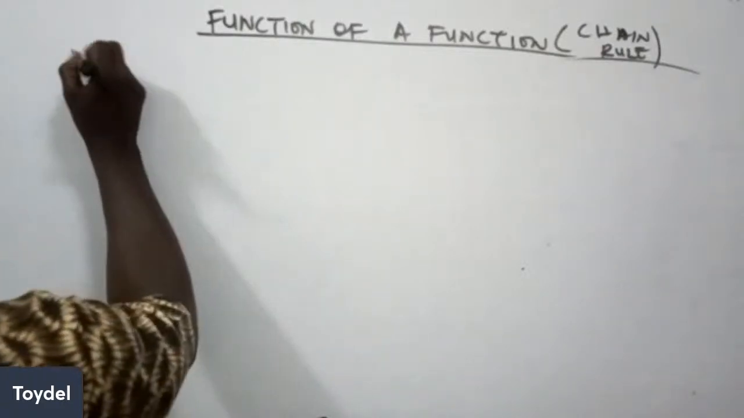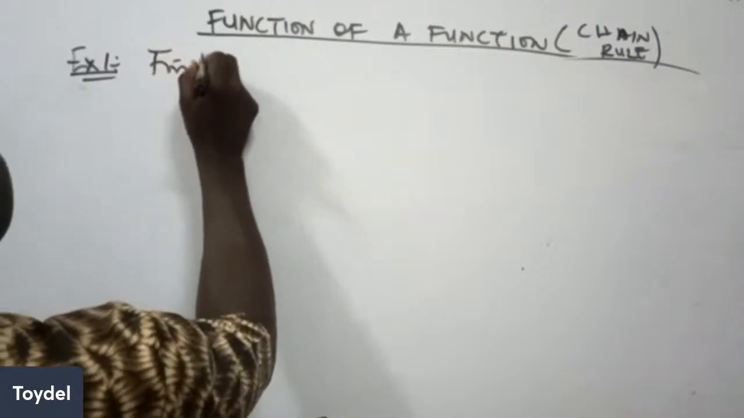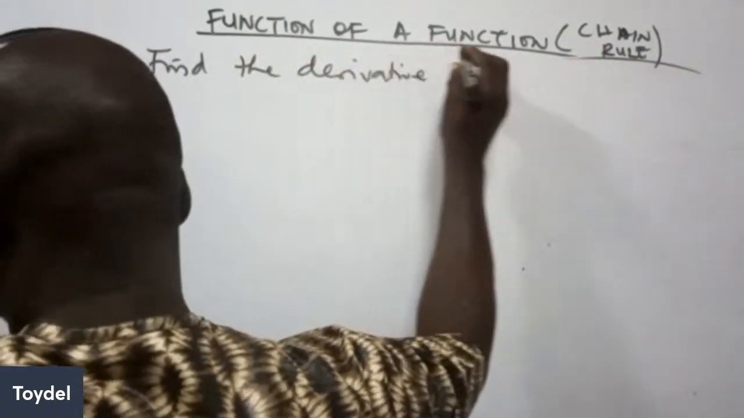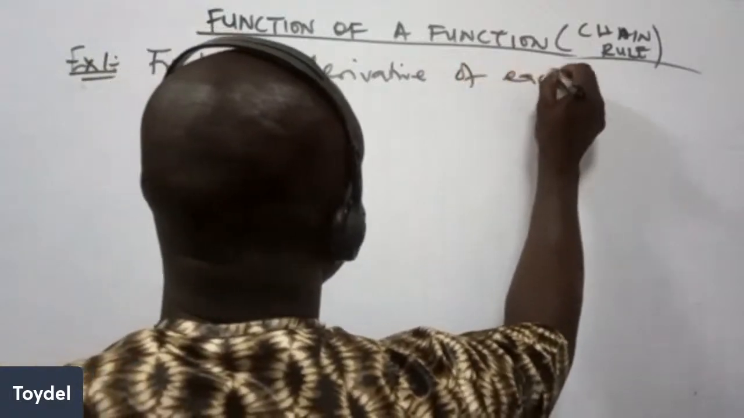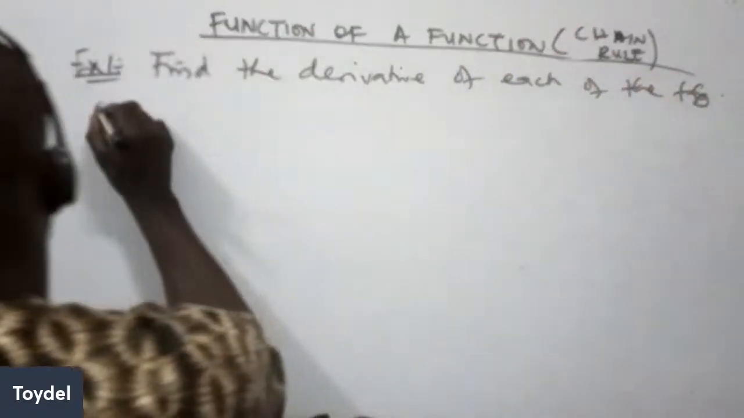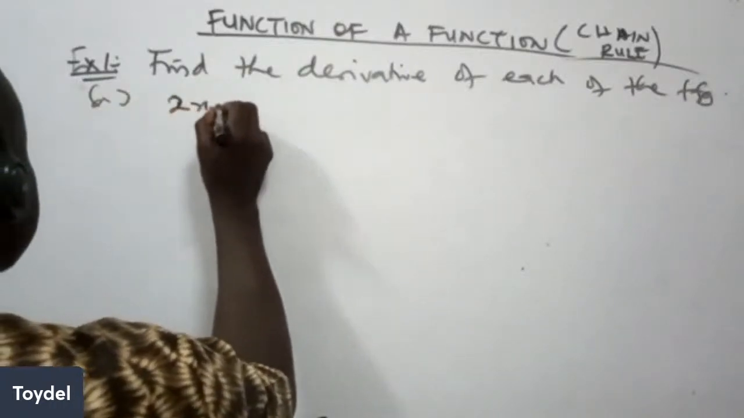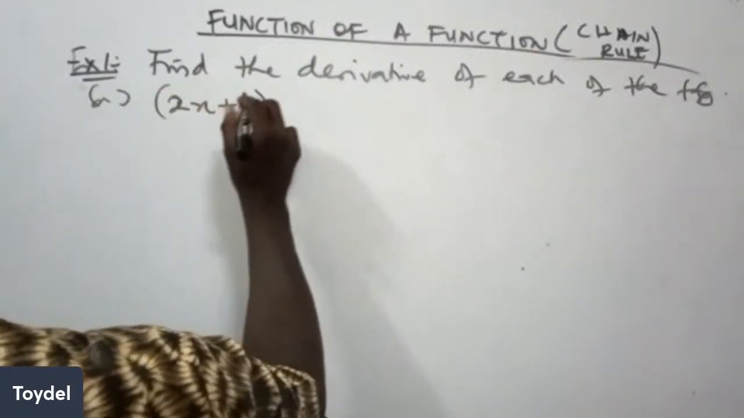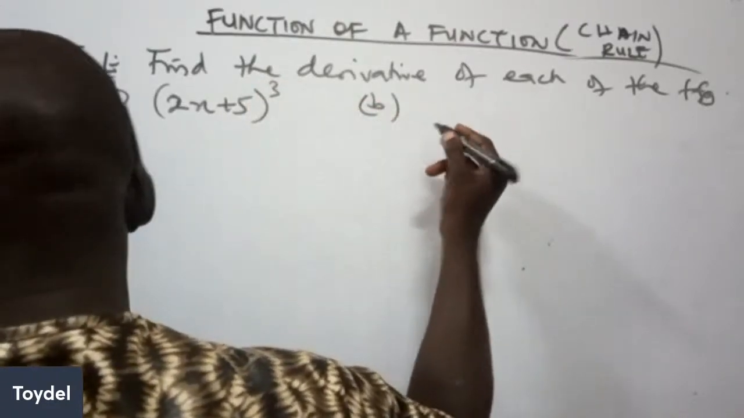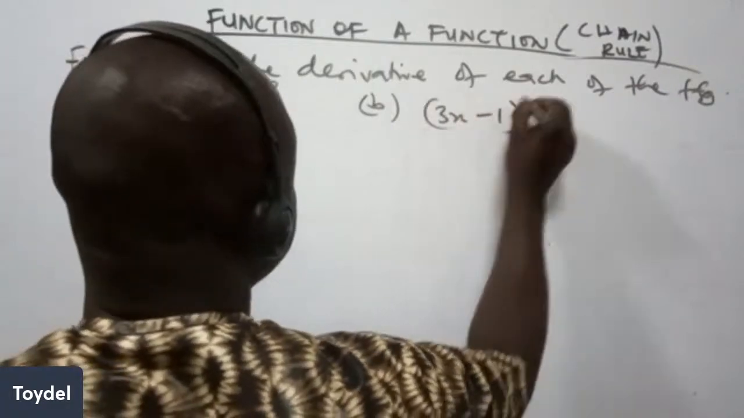So now let me use an example to buttress my point. Example: find the derivative of each of the following. A, when you have (2x + 5) raised to power 3. Then B, let's just take two examples, where we have (3x - 1) raised to power 7.